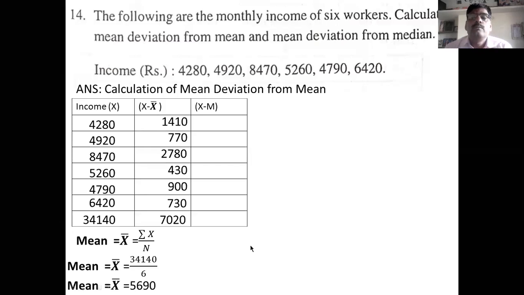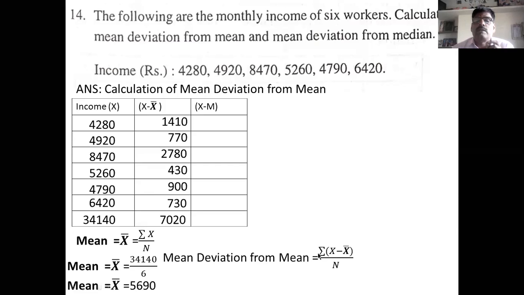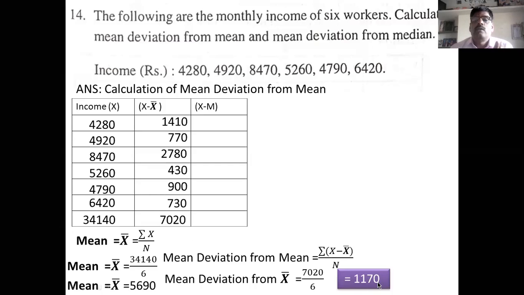Then you write the equation of mean deviation. Mean deviation is equal to summation of x minus x bar divided by n. Summation means total, the total of the x minus x bar column, which is 7,020. n means the number of values. There are 6 values. Therefore, 7,020 divided by 6 is equal to 1,170, the mean deviation. This is an absolute measure.